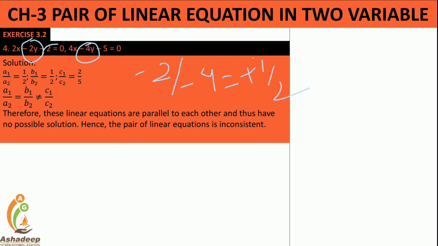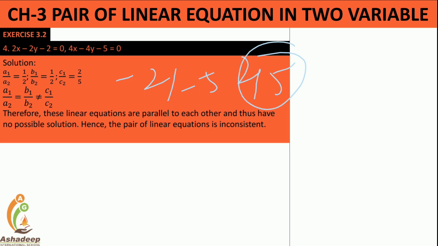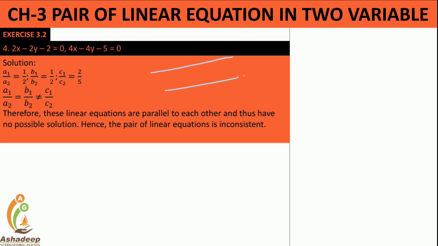And we cannot divide this, minus 2 upon minus 5 is nothing but 2 upon 5. So here 1 upon 2 and 1 upon 2 are equal, but it is not equal to c1 upon c2. So both the lines are parallel lines. That is why the equations are parallel to each other and thus have no possible solution, hence an inconsistent pair of equations. So that's it for today.